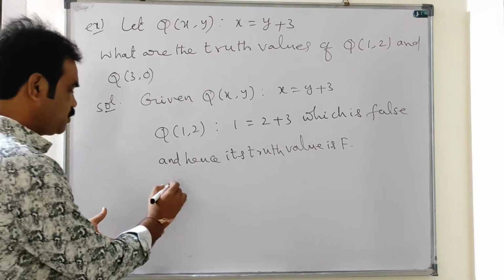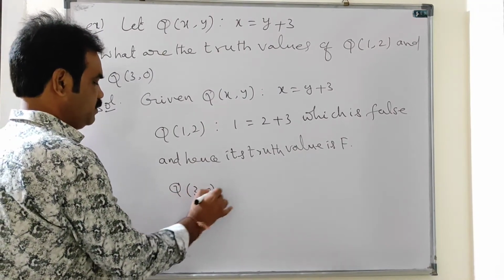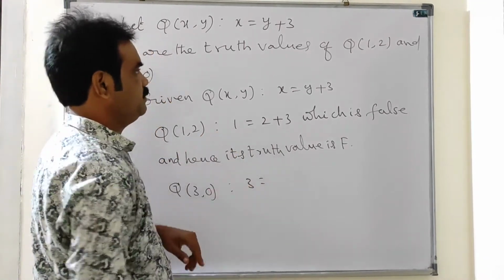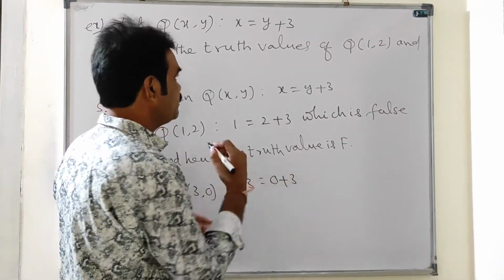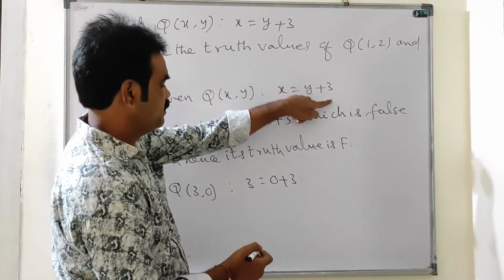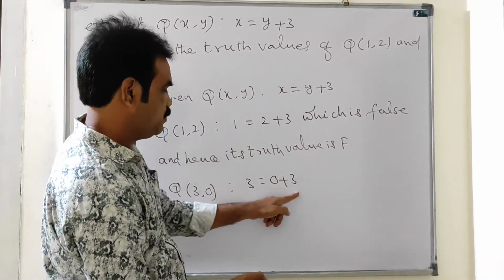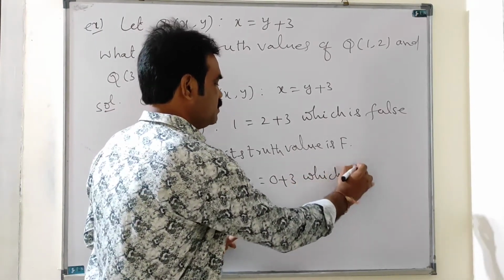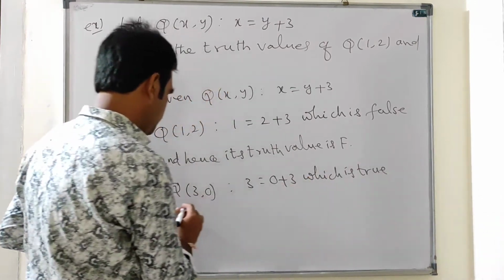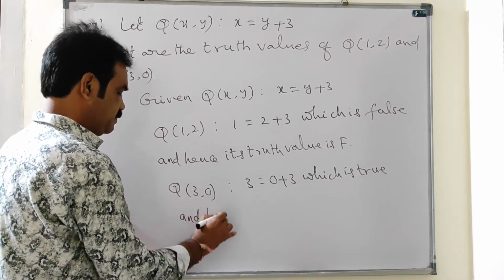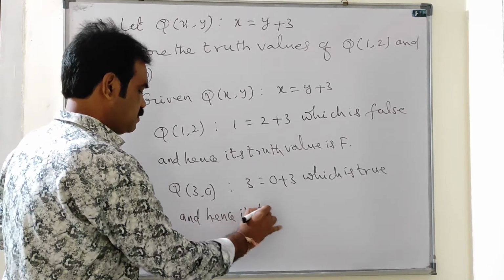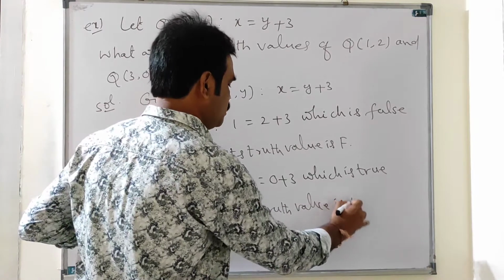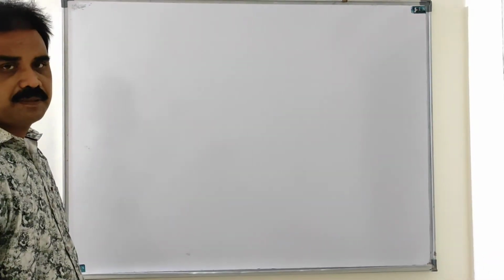Okay. Next, Q of 3, 0. This is the statement 3 equal to 0 plus 3. x equal to y plus 3, that means 3 equal to 0 plus 3, where y is 0. This is true. And hence its truth value is T.